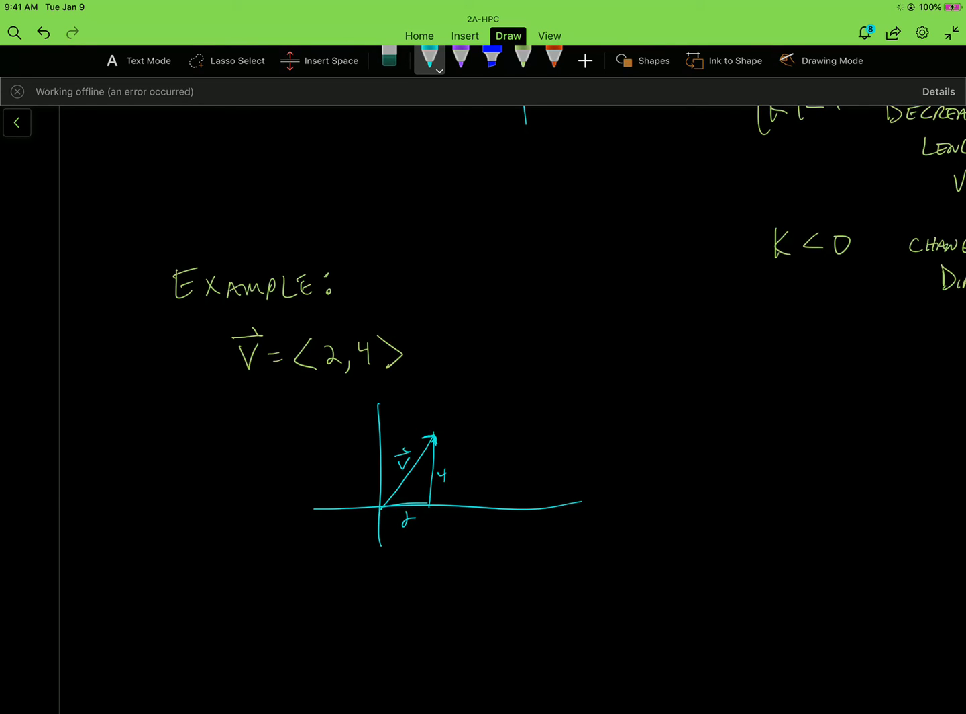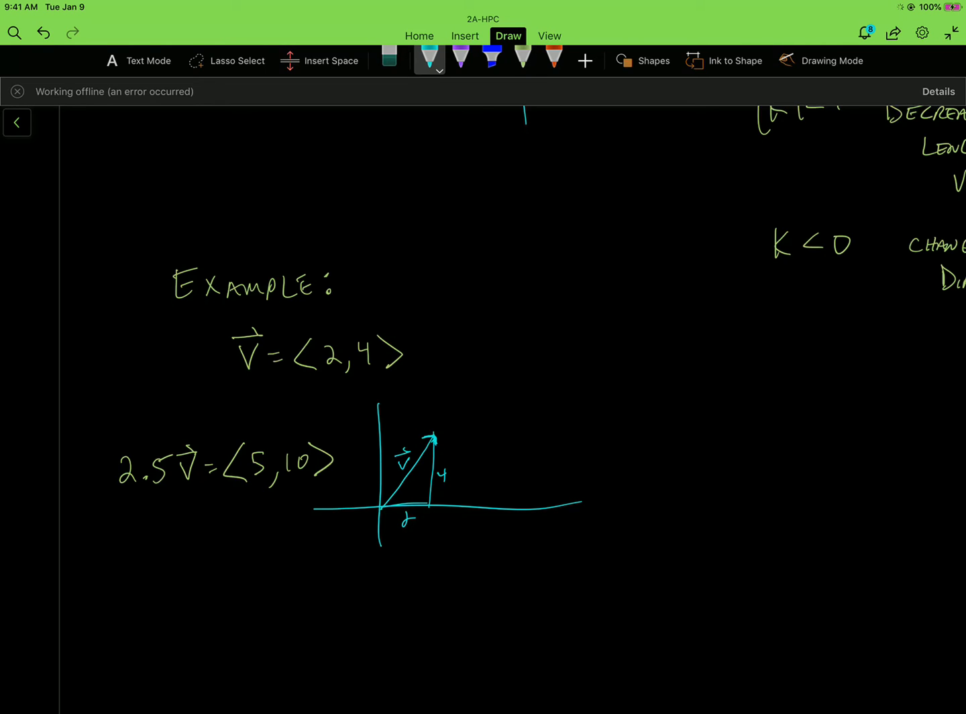So if I multiply that by a scalar of, let's say, 2.5 times v, that's going to be equal to 2 times 2.5, which is 5, because 2 times 2 is 4, plus another half is 5. 4 times 2.5 is 10, I think, right? 8, and then half of that, 10, yes. So 5, 10. Let's look at what happens geometrically.